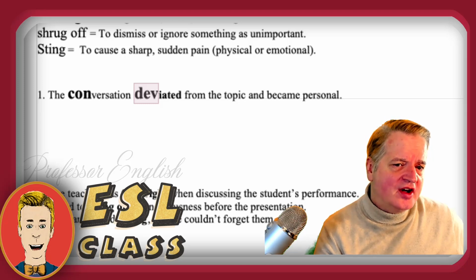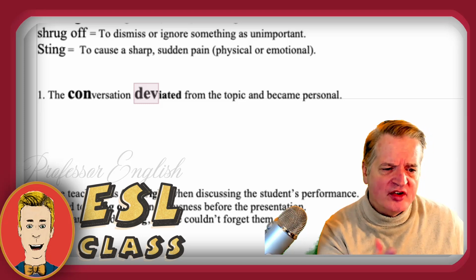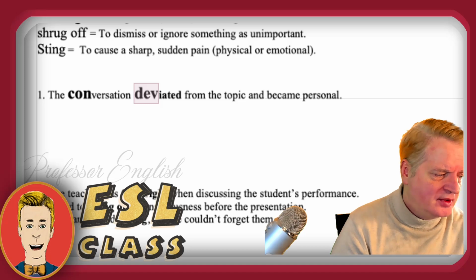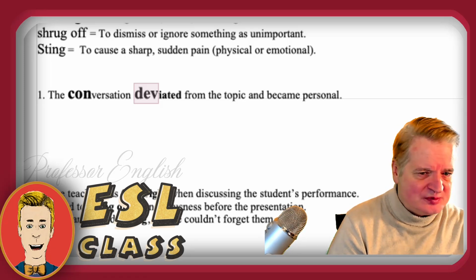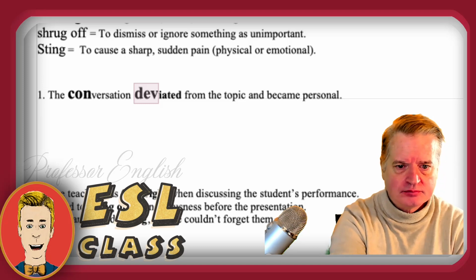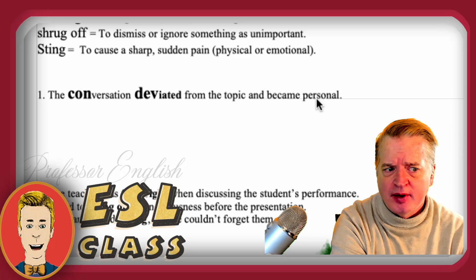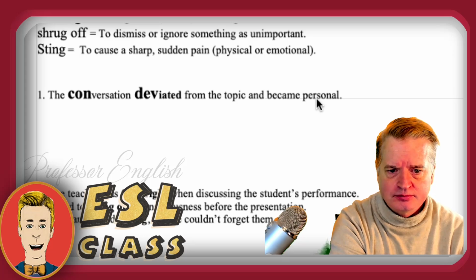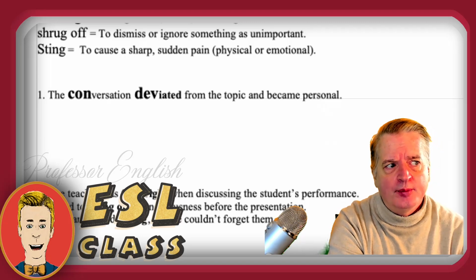Now the final part, topic and became personal. Which words do you think would be important? Be more generous than we normally are. Okay. So personal. Okay, personal. Where's the accented syllable in that word? Personal. Son. That would be personal.